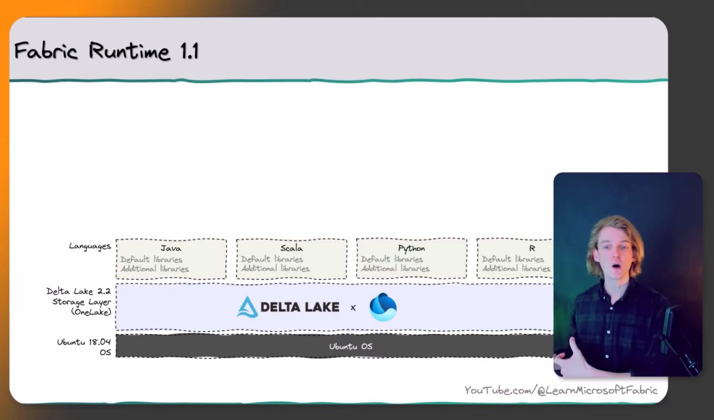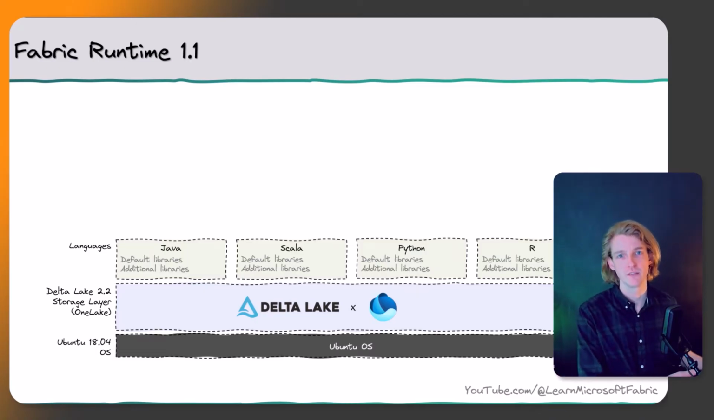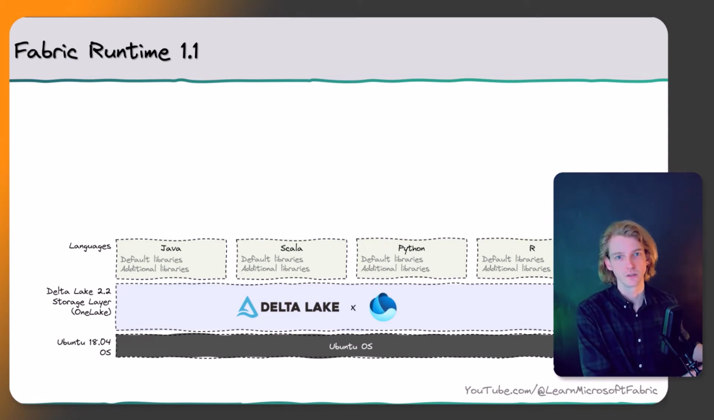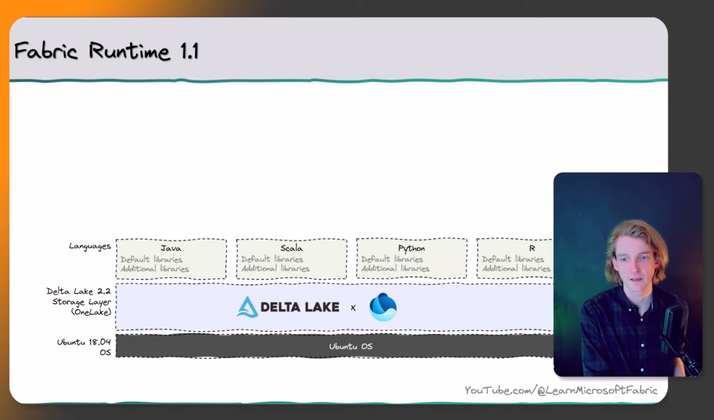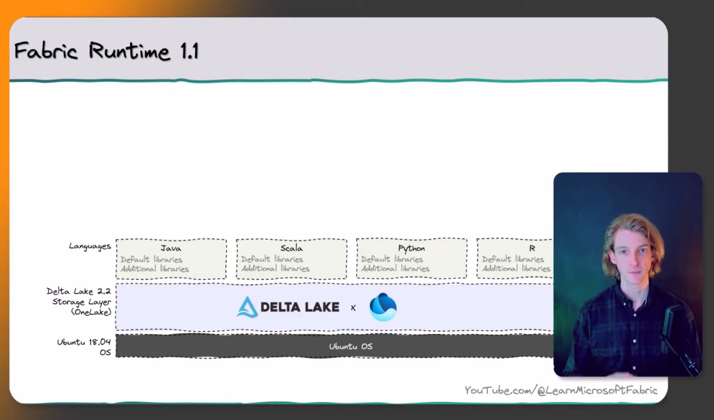And Python and R are a bit different, so they're more high-level languages, and these are compiled down to the JVM. That allows us to write Python that's then compiled into something that the JVM can understand. With each of these, we have a set of default libraries given to us in Microsoft Fabric, and I think for the Python default libraries, it's the Anaconda.